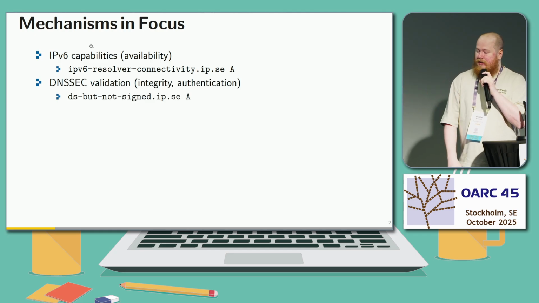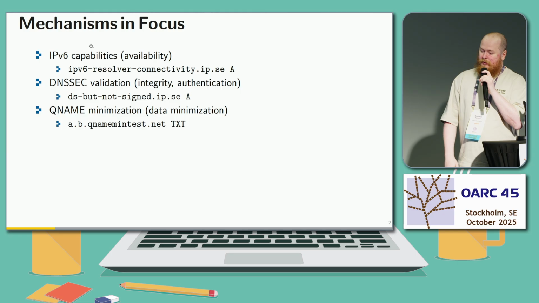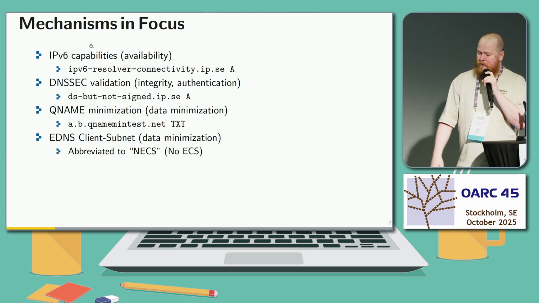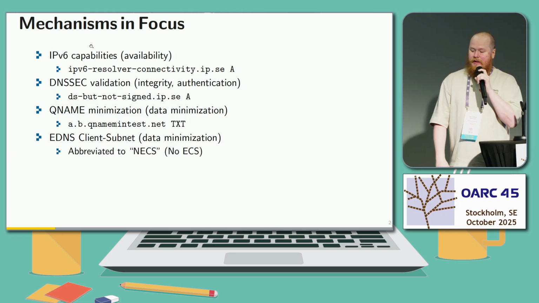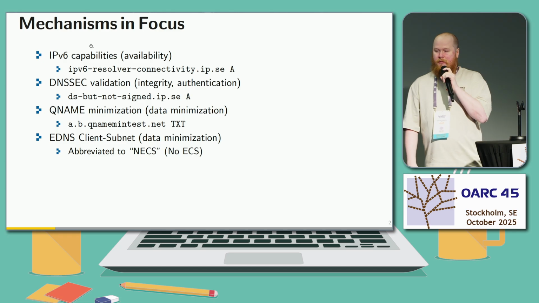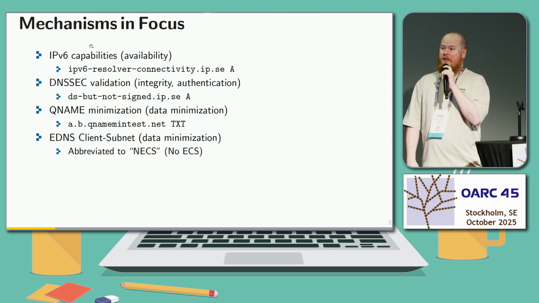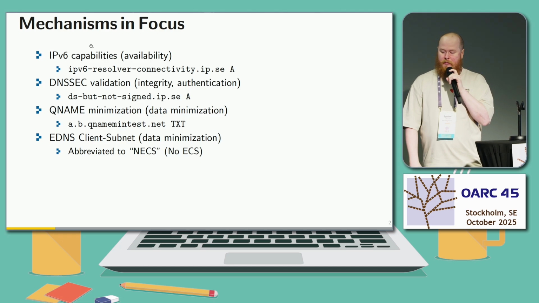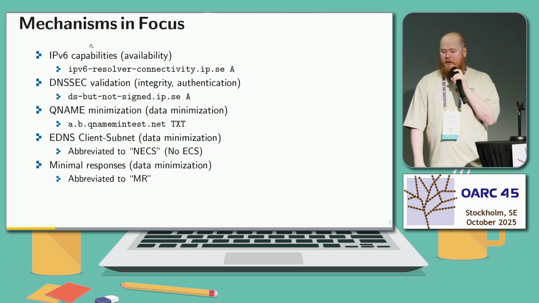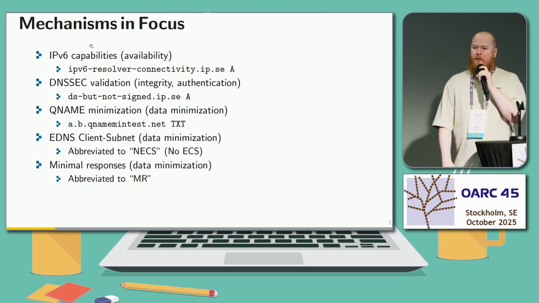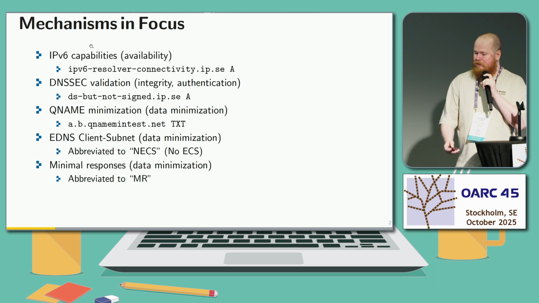Then we also take a look at DNSSEC validation, very common. Then also query name minimization. Then we have the eDNS client subnet. When a resolver is sharing part of the client subnet, in the context of privacy, we invert this metric. So we call it no ECS. We see if a resolver is not sending this information. And then we also look at minimal responses from the resolver back to the client.